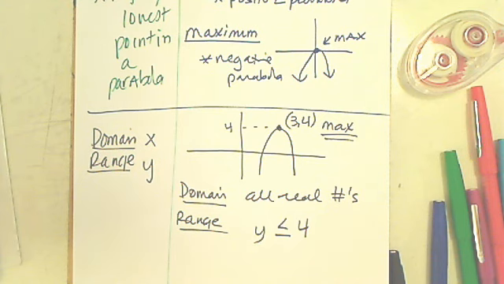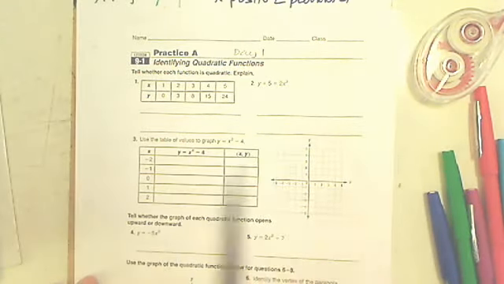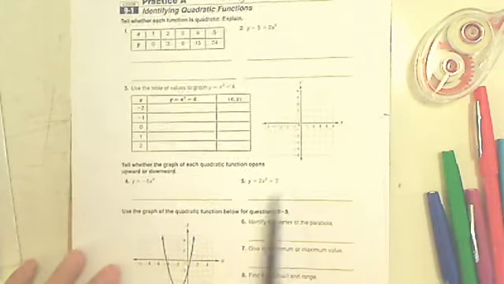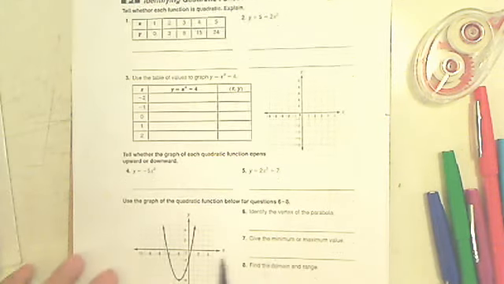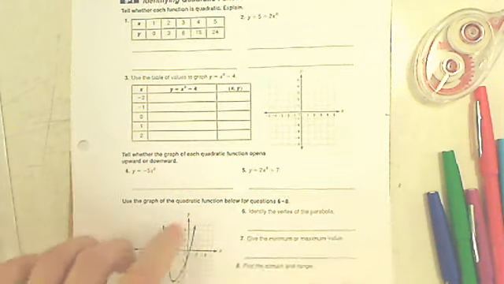It looks like we're out of time. Okay. Now, we'll do day 2 tomorrow. On your homework tonight, do all of this. It's not hard. 1 and 2, find the differences. 3, graph. 4 and 5, up or down by looking at it. 6, 7, 8, we just did it. Identify minimum, max, find the domain and range.